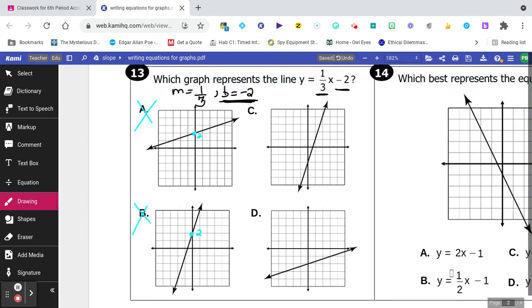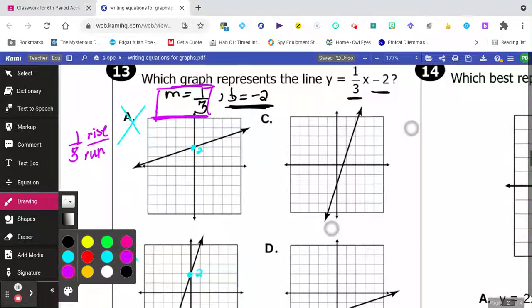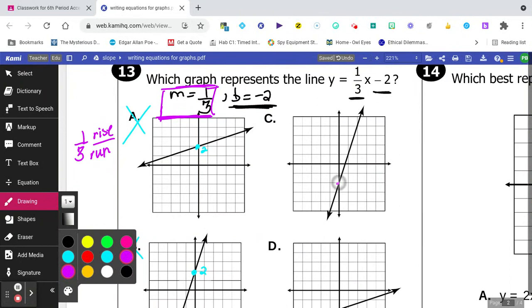Since I know my answer lies between C and D, I'm going to go over here and say, okay, between C and D, which one of those has a slope of 1/3? In other words, if it has a slope of 1/3, from one point to another, it's going to rise 1 and run to the right 3. So I'll put some points on C. I know 0, -2 is a point that I can read. And 1, 1 is a point that I can read. And I'll calculate that slope and see if it's actually 1/3.